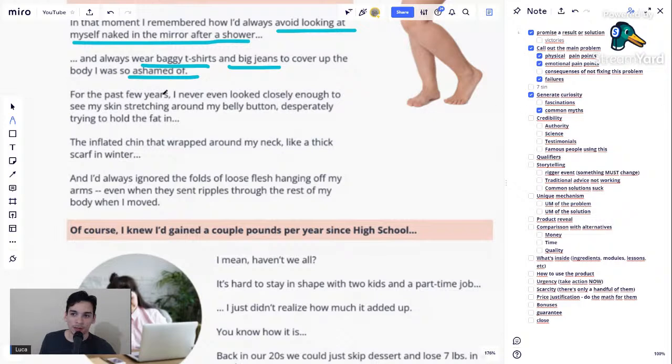right? This is emotional pain points with the failures, right? It's a combination.